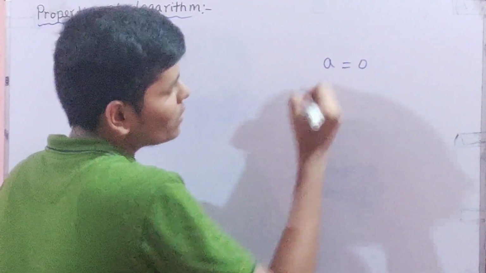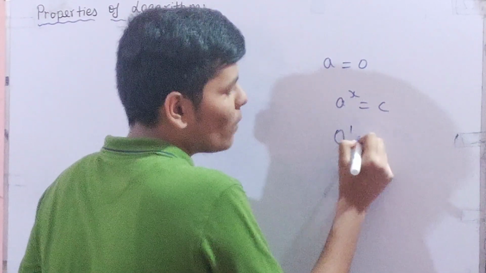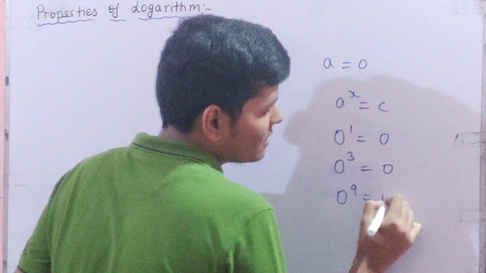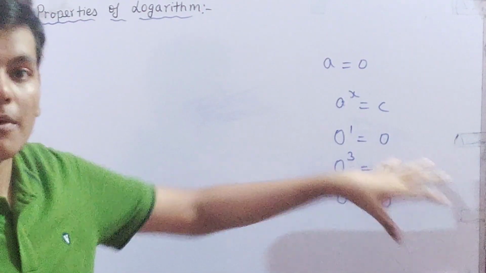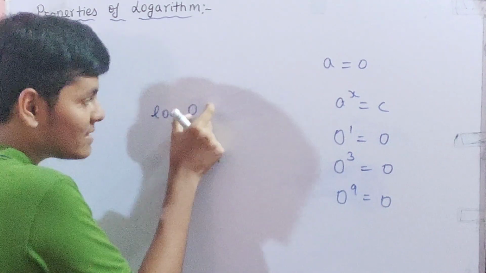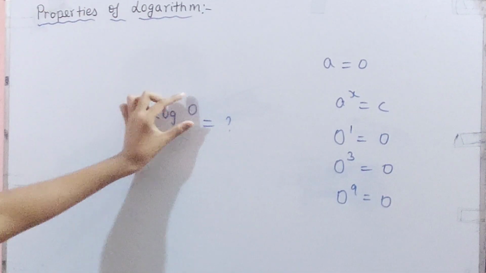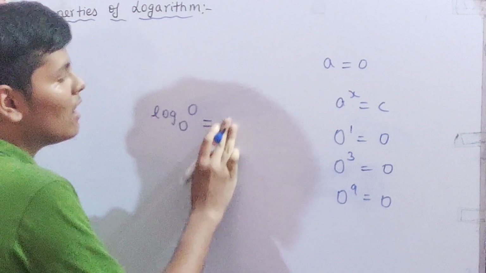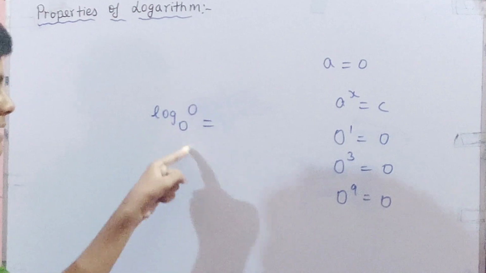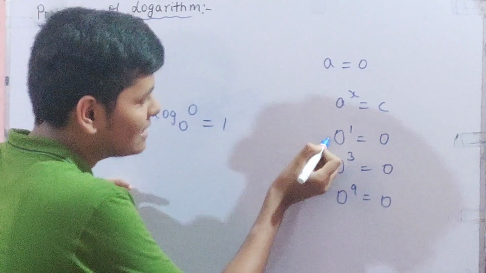Suppose let us take a as 0. When we are taking a as 0, we will get a power x as a value c. If you take 0 power 1, we will get 0. 0 power 3, 0. 0 power 9, 0. If you try to write this in the form of logarithm, we will get log of 0 to the base 0 is equal to what? Now here, this term is not defined, or there is another argument that it is 0 by 0. So here we are supposing log of 0 to the base 0 is 1.